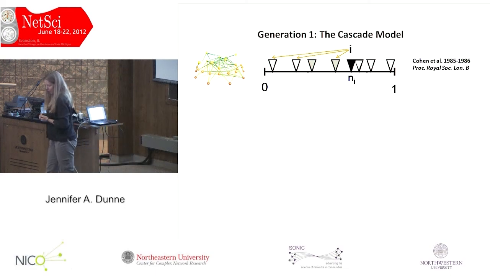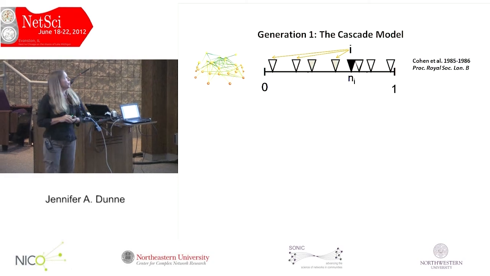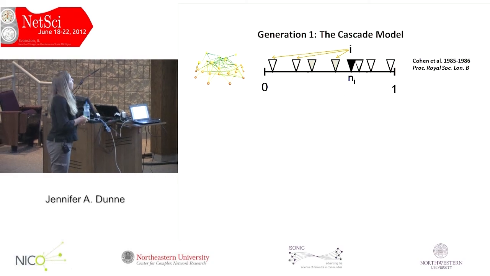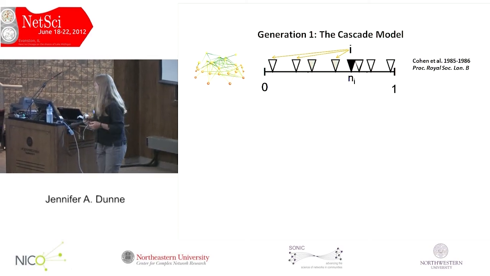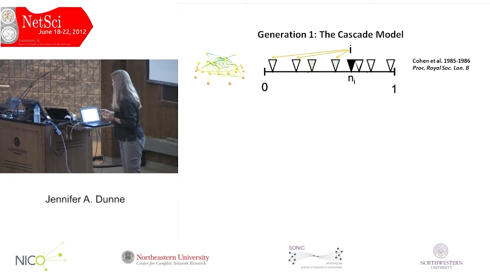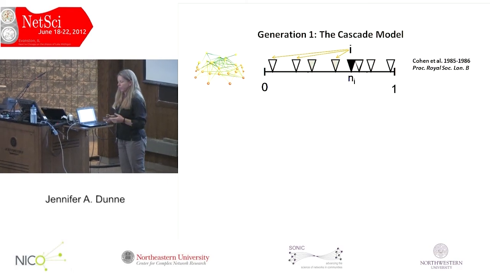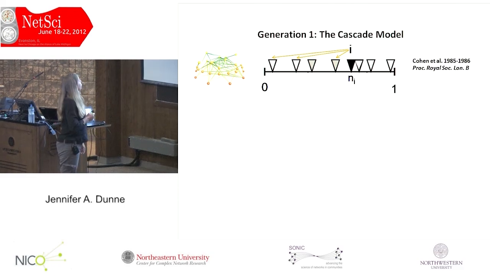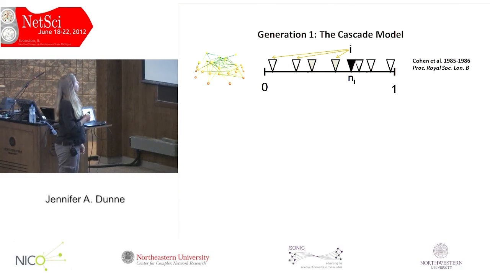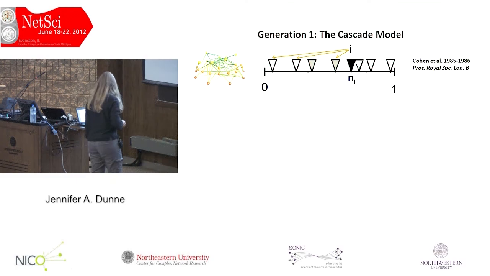So generation 1 in this case, and this goes along with generation 1 data, is the Cascade model, which was published by Joel Cohen and colleagues in the 1980s. And this is basically a very simple model of how species feeding interactions are organized. And it seemed to do a pretty good job of generating the structure that we see in these first generation data sets.